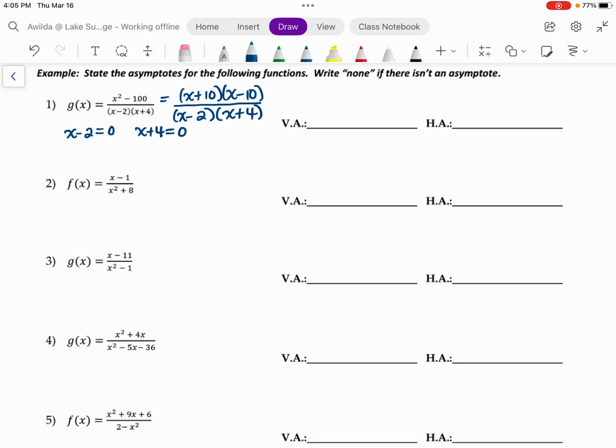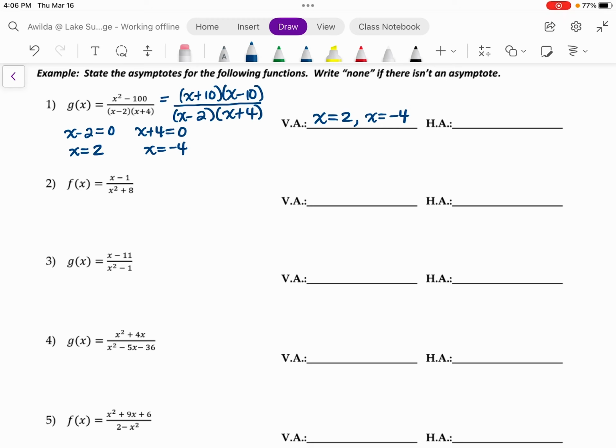So when x minus 2 is 0, we get that x is 2. When x plus 4 is 0, we get that x is negative 4. These are going to be the equations of the two vertical asymptotes for this rational function. Again, simply setting the denominator to be equal to 0 and making sure that any of these values don't match any of the zeros in the numerator.